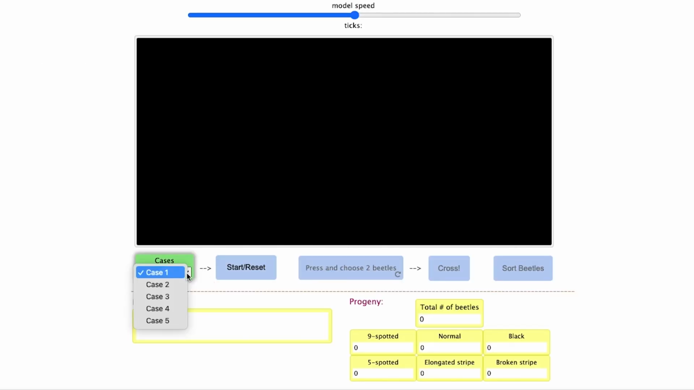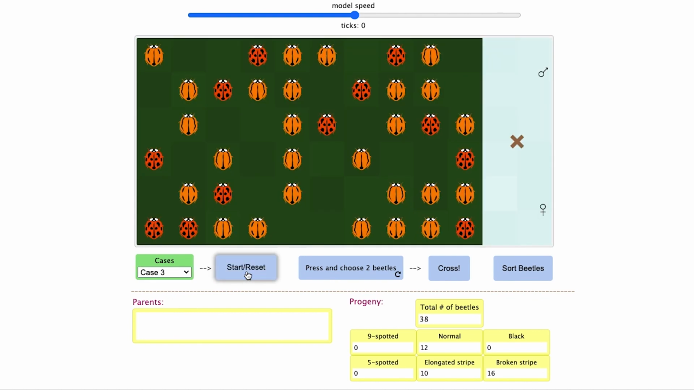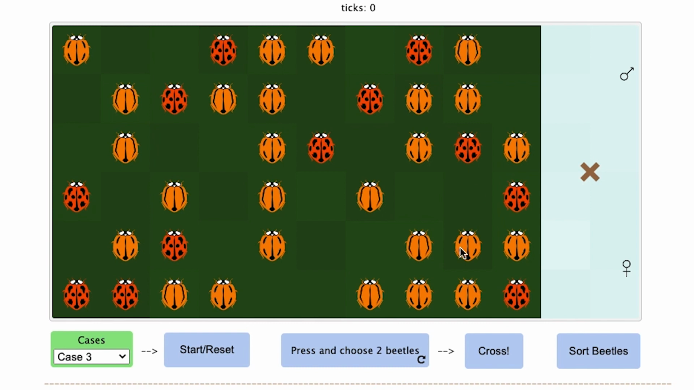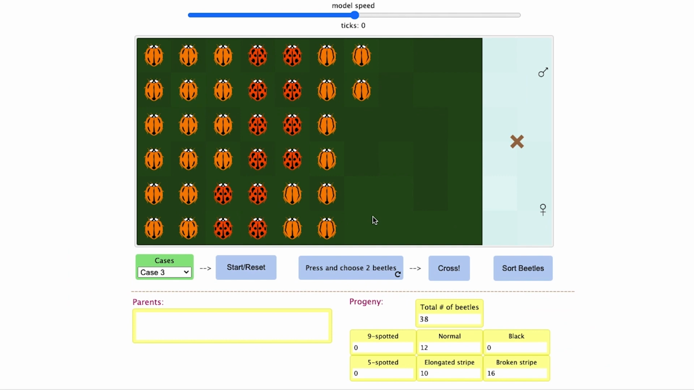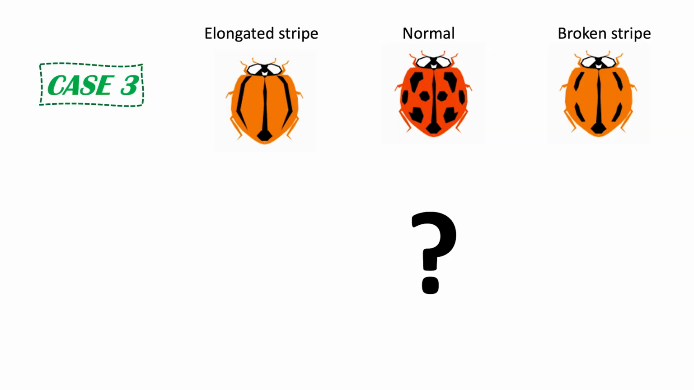Then, we access the lady beetle computer model, choose case 3, and set up the model. Students should notice there are 3 traits in the case: broken stripe, normal, and elongated stripe. We then pose the guiding questions. How many alleles do you think are involved in this case? What are their relationships?